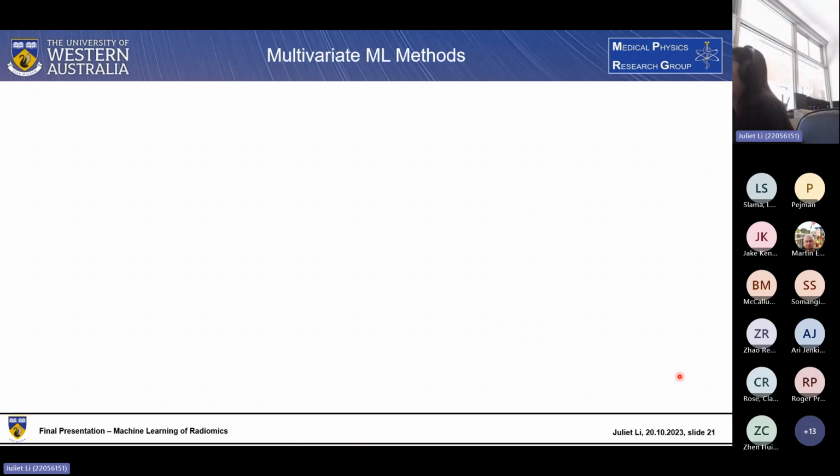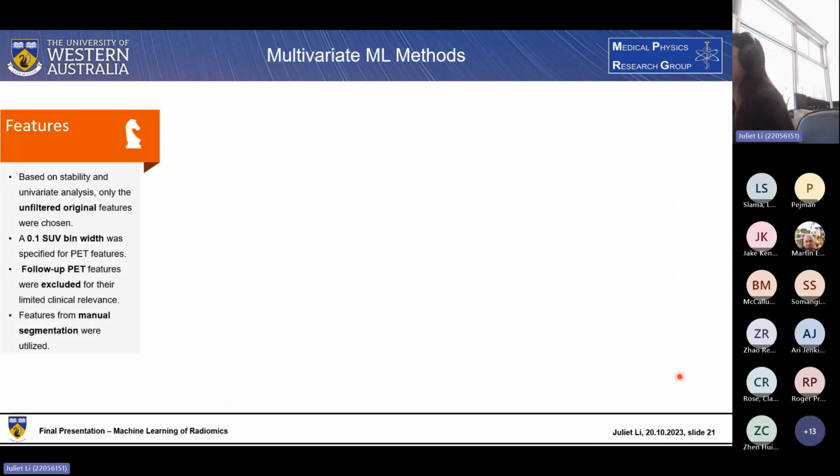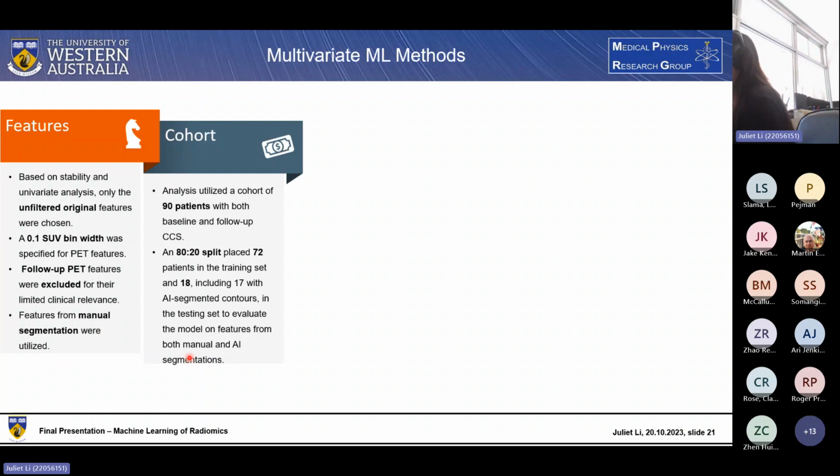Okay, so we're going to jump into the multivariate ML method. I'm trying to go a bit faster. So use the previous results, stability and predictability analysis. We're only going to use the original image and a bin width 0.1 for PET images. The follow-up PET features were not used because they won't be available clinically later on. Only features from manual segmentation were used for training of the ML model.